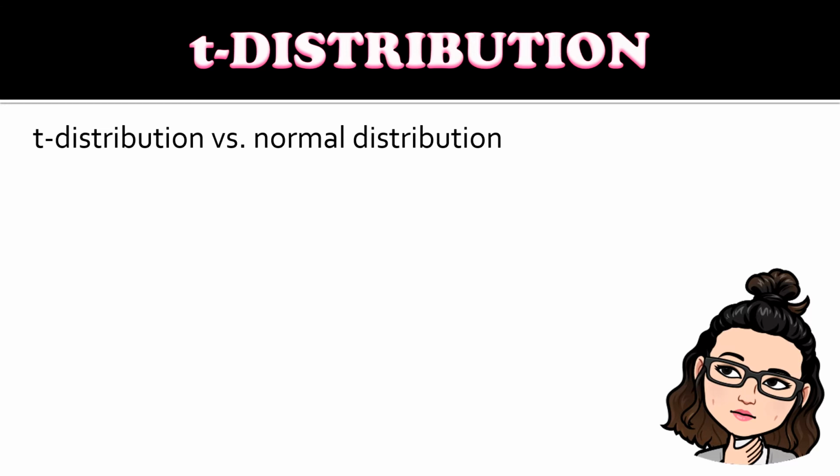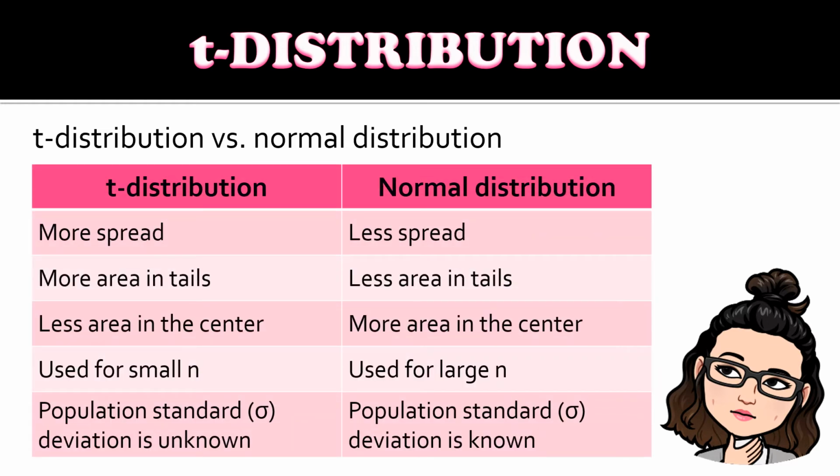So we have the t-distribution versus the normal distribution. How exactly are they different? From this table, we have the t-distribution on the left side and the normal distribution on the right side. The t-distribution is more spread. Unlike the normal distribution, which is less spread.